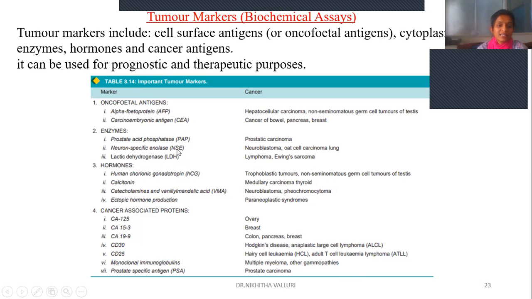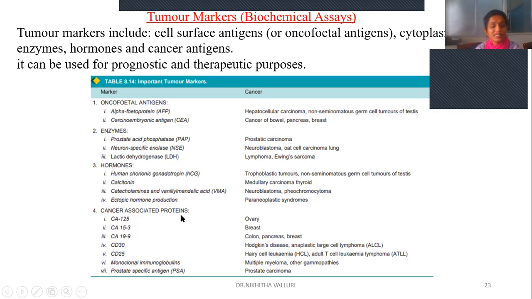If neuron specific enolase, NSE, is elevated, it indicates neuroblastoma or oat cell carcinoma of the lung. Lactic dehydrogenase elevated indicates lymphoma or Ewing's sarcoma. Hormones like HCG elevated indicate tumors of the testis. Calcitonin indicates medullary carcinoma of the thyroid. Catecholamines and vanillylmandelic acid indicate neuroblastoma or pheochromocytoma. Ectopic hormone production indicates paraneoplastic syndromes.